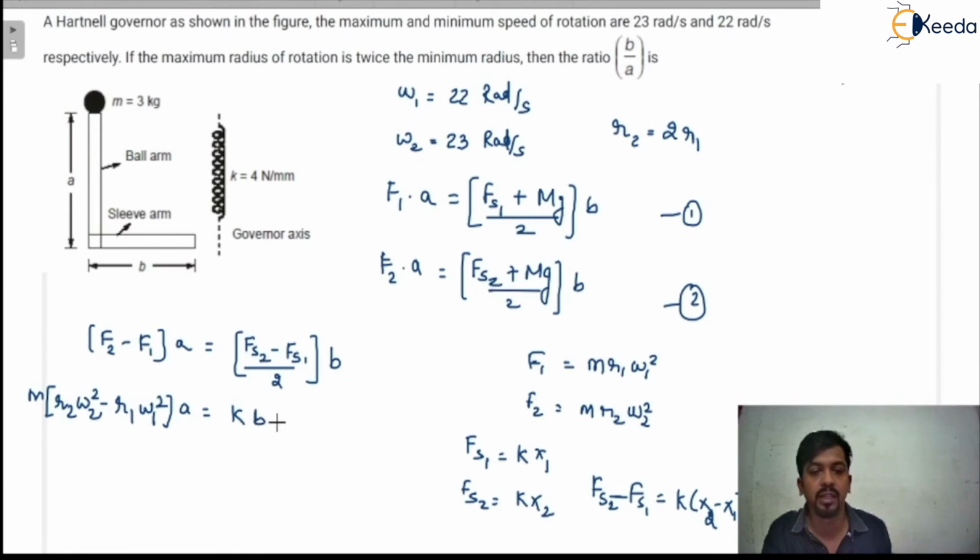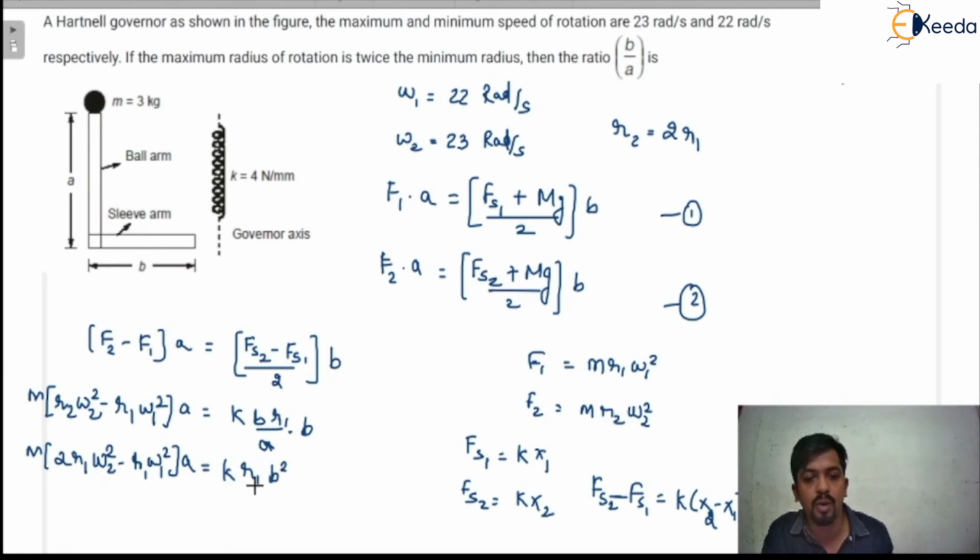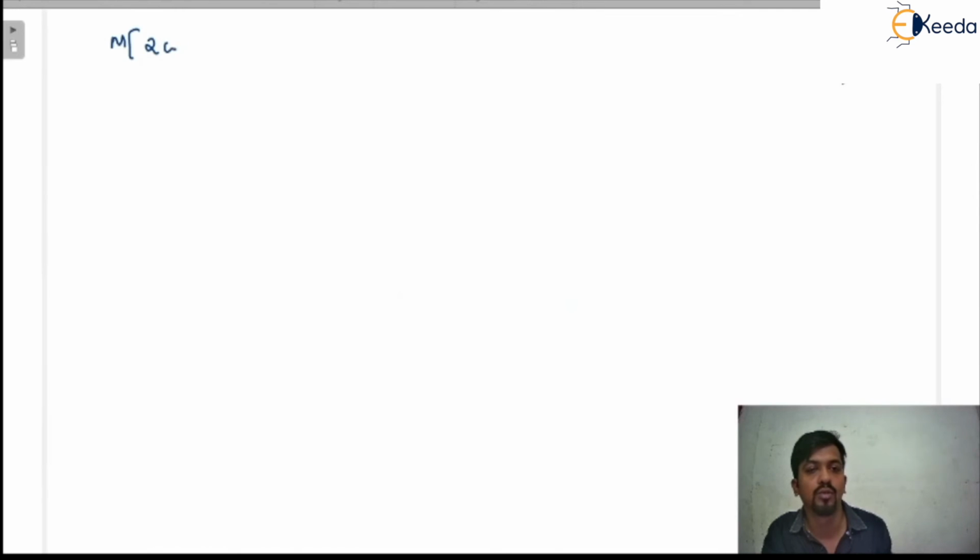So that is K times B R1 upon A, multiply B. Here you can see that R2 is equal to 2R1, so I am replacing R2 with 2R1: m(2R1 omega 2 square minus R1 omega 1 square) multiply A is equal to K R1 B square upon A. So R1 will cancel out. Finally you will get 2 omega 2 square minus omega 1 square.